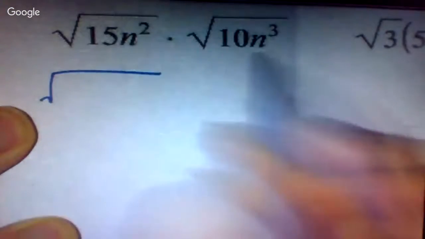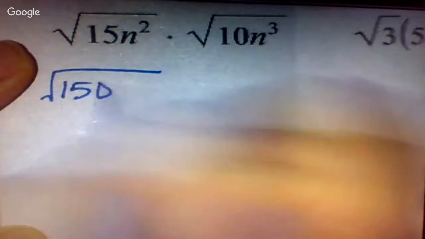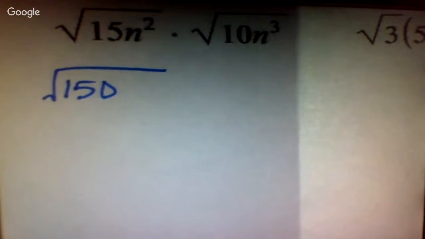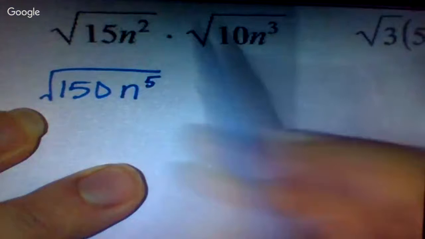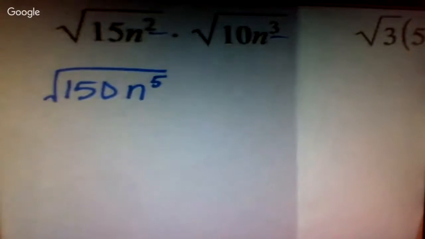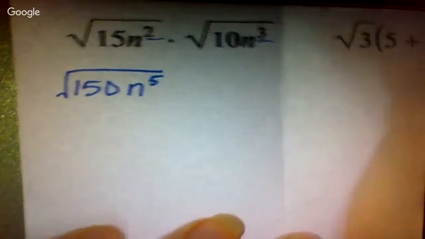What's 15 times 10? 150. Remember, anytime you take a number times 10, it's that number with a 0 stuck on the end of it. N squared times n to the third becomes n to the 5th power. Good. You add 2 and 3 together. Okay. So now let's simplify.